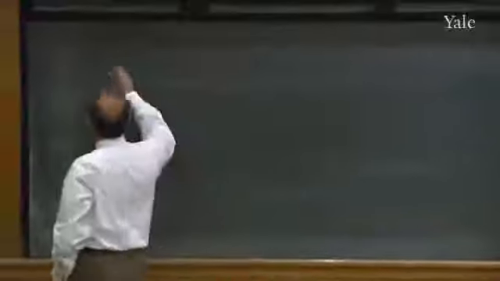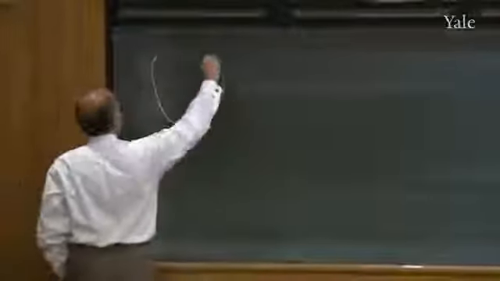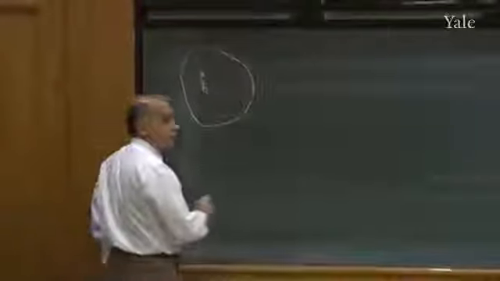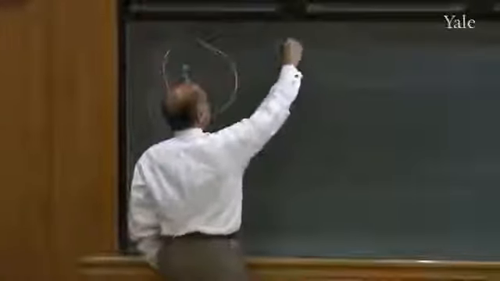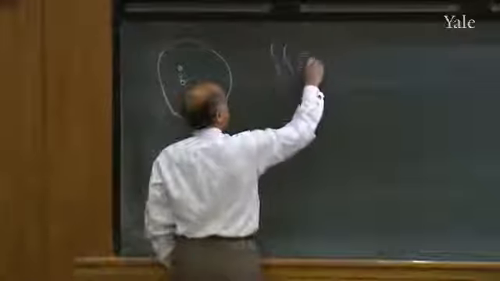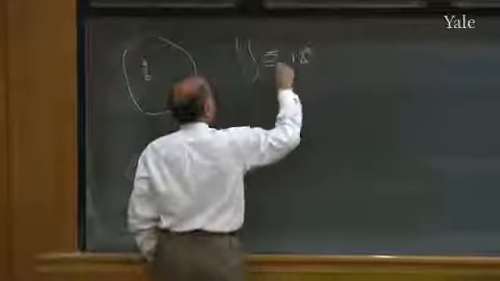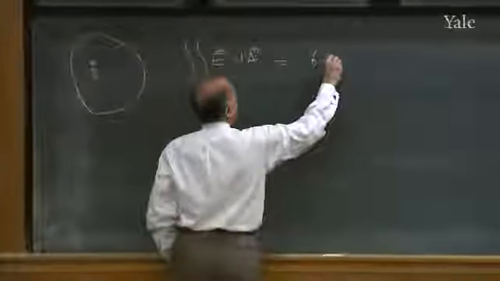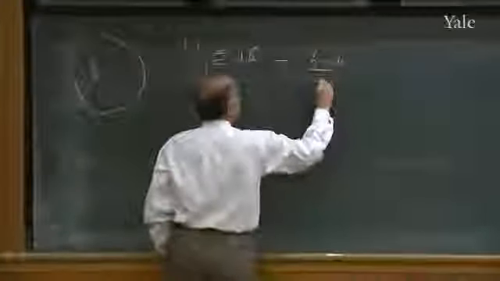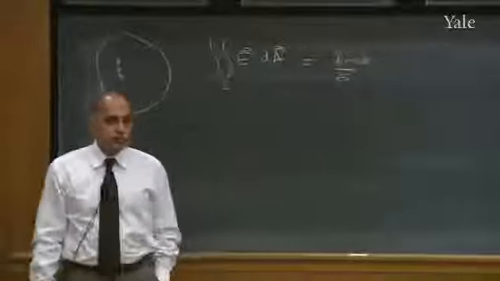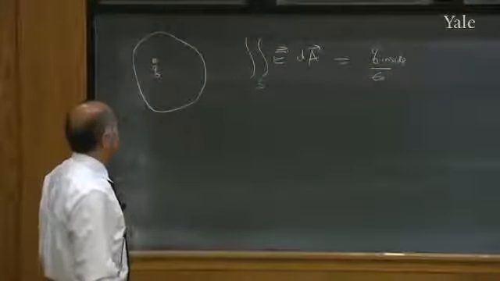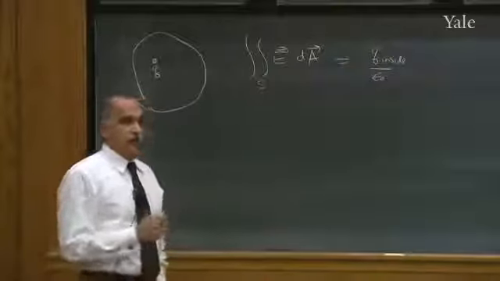What I've shown you is the following. Here is some strange closed surface. There's a charge Q inside. Then the integral of E dot dA on that surface is equal to Q inside over epsilon 0. This is not yet the theorem, but this is the case for one charge.